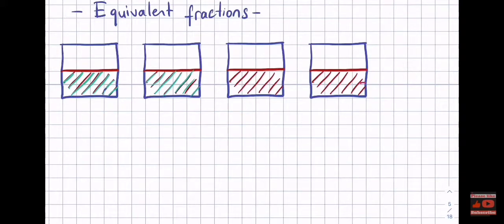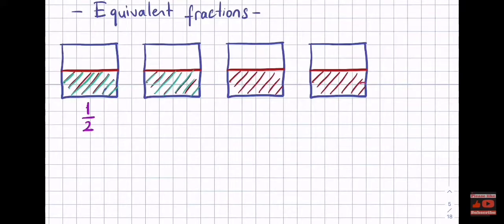In this lesson, we are going to be looking at equivalent fractions. We have four figures. In the first figure, as you see, we have two parts, and one part is shaded. So the fraction is going to be 1/2. The second figure will be divided into four equal parts. As you see, the first figure and second figure have the same amount of shaded part.